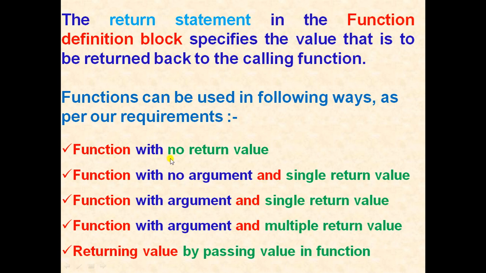A function can be used with no return value. A function can return a single value without accepting any argument. A function can accept an argument and return a single value. A function can accept an argument and return multiple values. Values can also be returned by passing values in a function directly. Let's see the different ways the values are returned from a function.